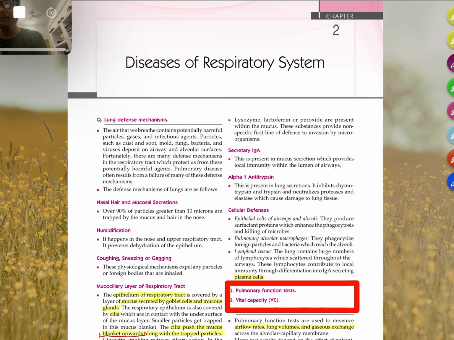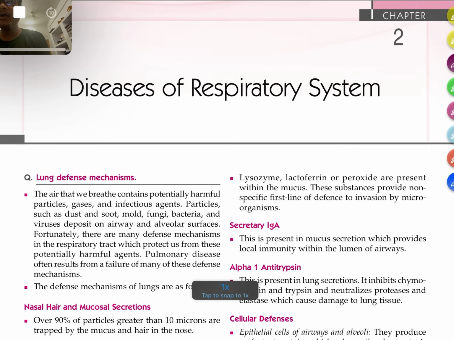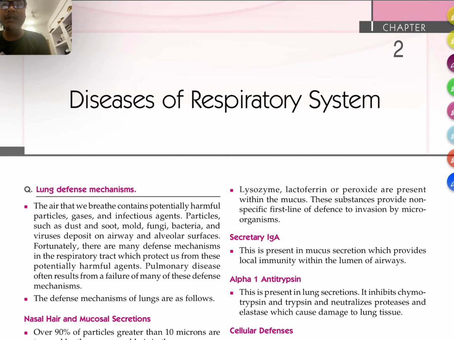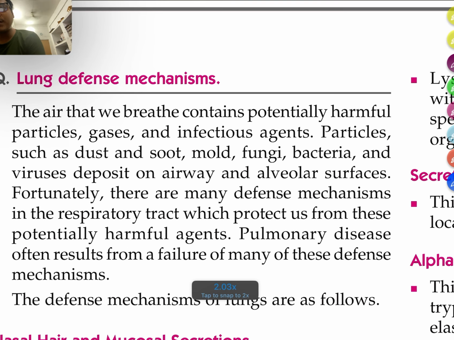Okay, good afternoon everyone, and today we are going to cover some of the important topics from the respiratory system that must be asked in our exam. We will cover important as well as non-important topics in a single lecture from the respiratory point of view with respect to our medicine subject. Starting with our defense system.